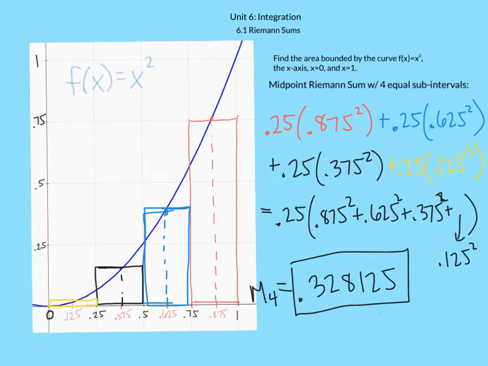What I'm going to do next is provide for you an example problem that looks similar to this, basically a graph, and have you find the right, the left, and the midpoint Riemann sums. You can use your calculator, that's great. And then I'll provide the solutions and then your homework.